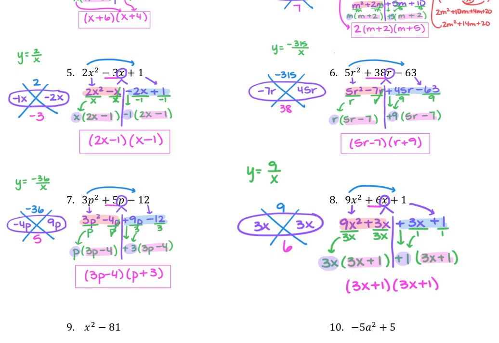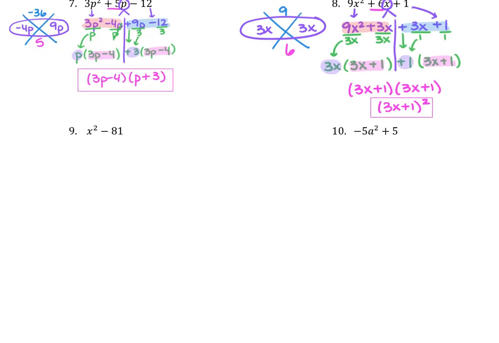Now, look what you see. You see the same binomial twice. So technically, this can be written as 3x plus 1 with a squared outside. And we do expect to see you write it that way. All right, just two more on this page.